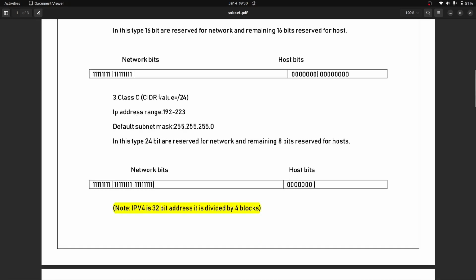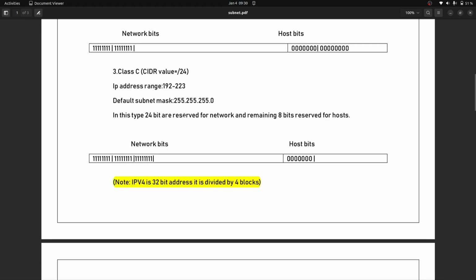In class C, the CIDR value is 24 and it has the IP address range from 192 to 223 and the default subnet mask 255.255.255.0. In this type, 24 bits are reserved for network and the remaining 8 bits are reserved for host. So the first 3 blocks are filled with network and the remaining 1 block is reserved for host bits.